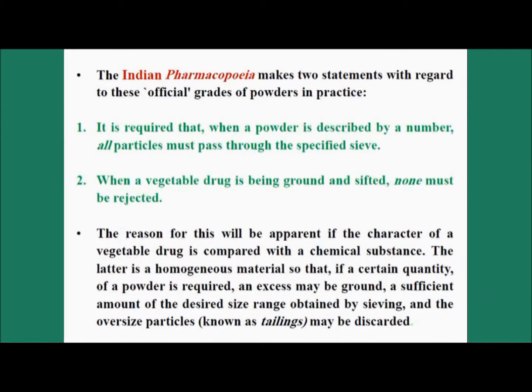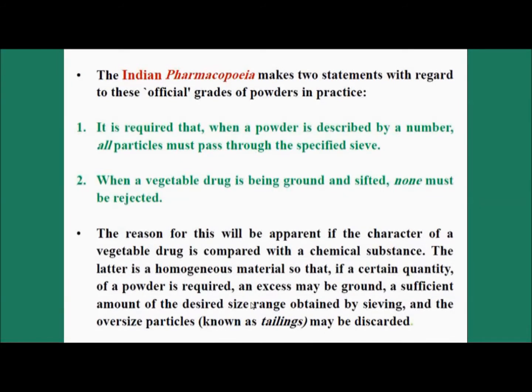There is a reason for this, as I have written clearly here. For the latter one, that is a chemical substance, if we want to make a powder of a chemical substance, what will you do? You will take a certain quantity of the chemical substance, grind it, and allow the powder to pass through the sieve, and the excess of the powder will be discarded, right? But moreover, there is a term, that is tailing.